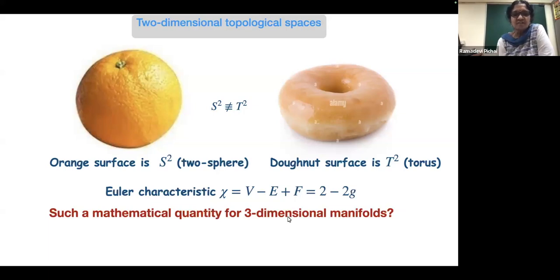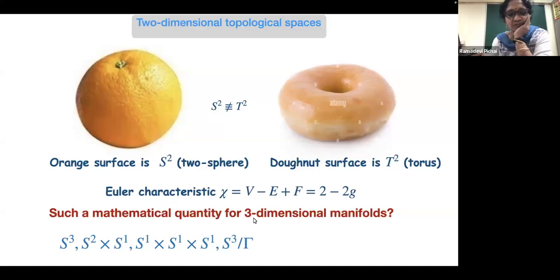Now, if we go to 3 dimensions, a 3-manifold, do we have a mathematical quantity which says that manifold 1 and manifold 2 are topologically inequivalent? Can I find a mathematical quantity? This is an open question. For example, I'm listing a couple of 3-manifolds. This is the extension of the 2-sphere to a 3-sphere, just like a circle can be extended to a 2-sphere. Then you can also have S2 times S1, an S1 at every point on S2. That is also a 3-manifold. You can also have S1 cross S1 cross S1, but you can also quotient it by some discrete groups, which gives you manifolds like lens spaces.